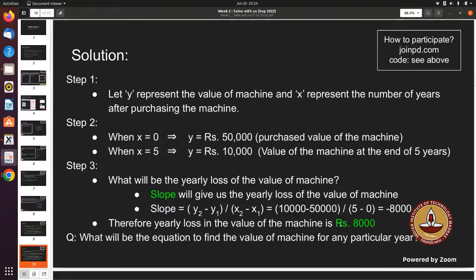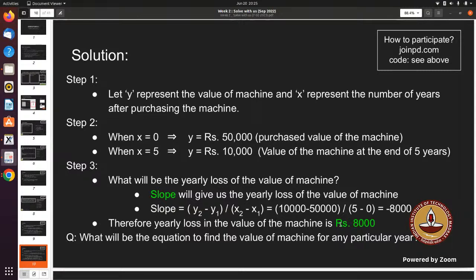Okay. Now the question is, what will be the equation? Any doubt? Sir, if the gain value is assumed to be linear, then how can we do it? The same slope will come, but then you have to write minus 8,000, then we'll get the same answer.